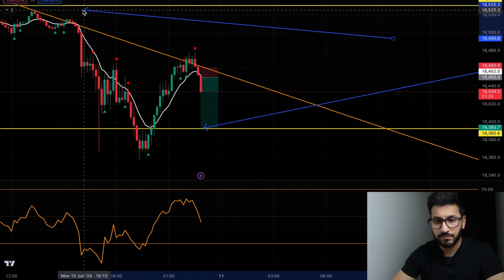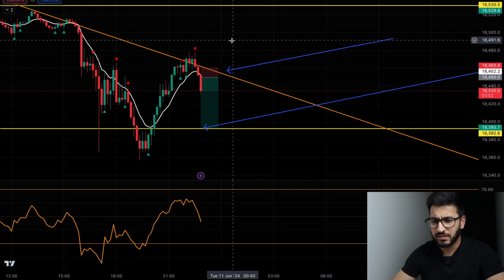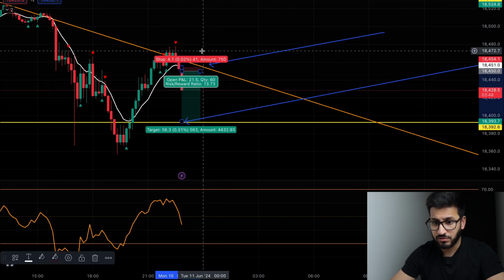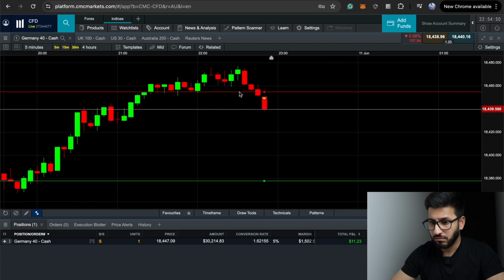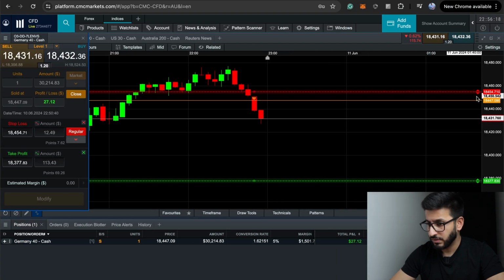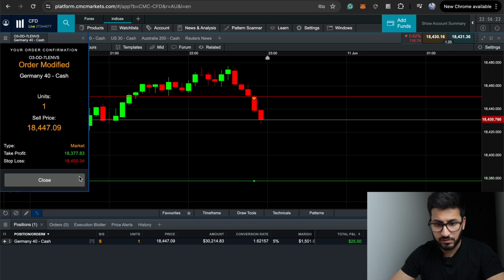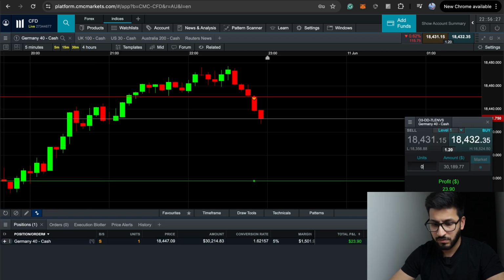This candle, this trend line, close under the 10 EMA as well. So now I'm just gonna reduce my stop loss a little bit so that if that candle reverses on me, I can still be profitable. I will take some profit here because I'm scalping.